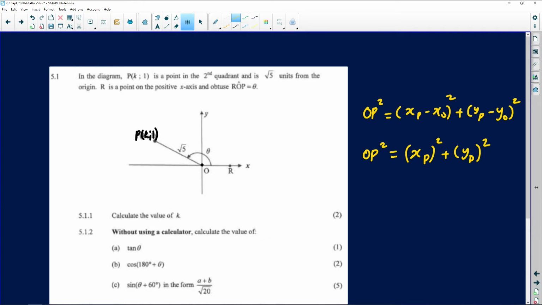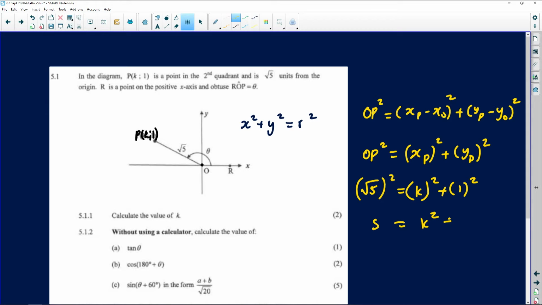I know most people, when they get this kind of question, the first thing that comes to mind is that x squared plus y squared equals r squared. I just wanted to say to you, this is not new math. It's the same as what you'd be doing when you were looking for the distance formula. So we know that the length of this line OP is the square root of 5. We're going to need to square that. The x value is k, squared, and the y value is 1. So this is going to give us 5 minus 1.